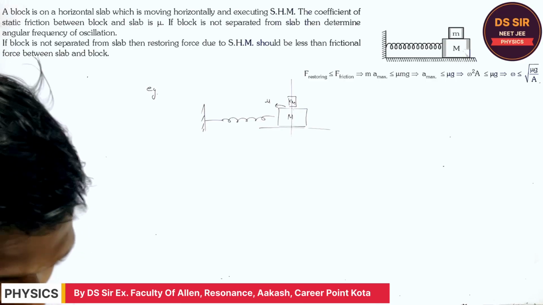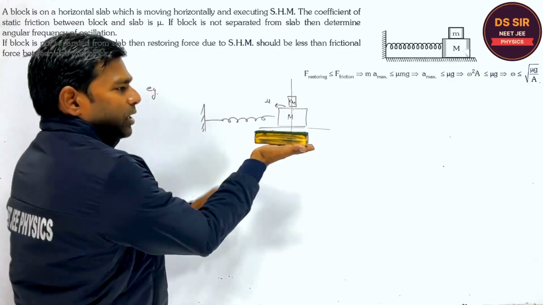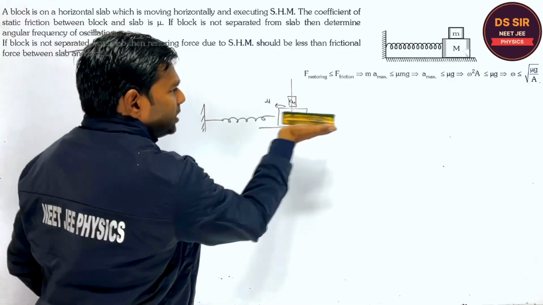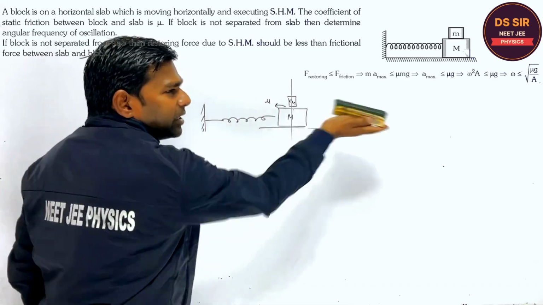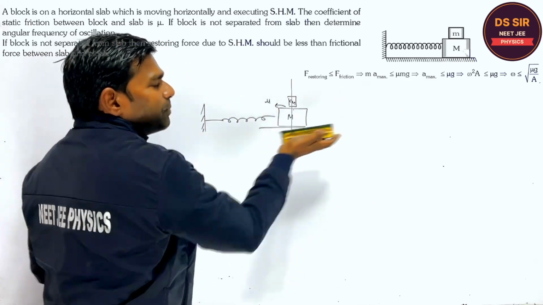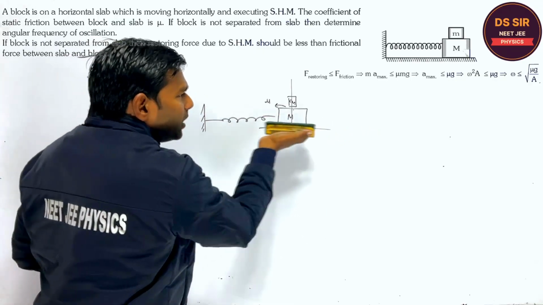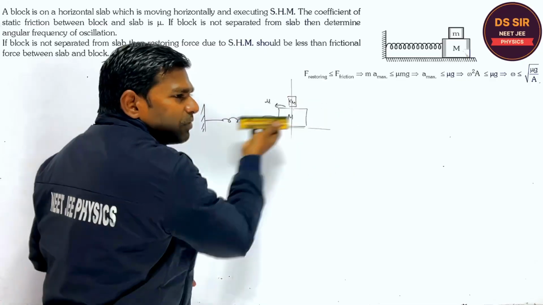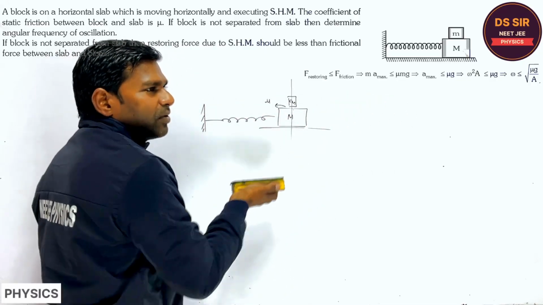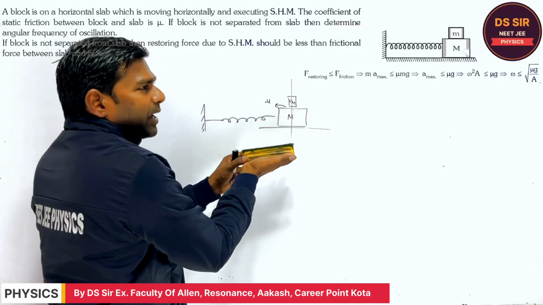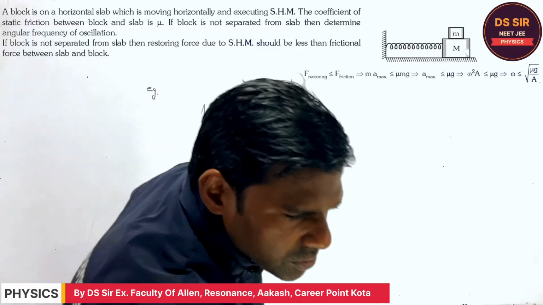Listen to one thing. Suppose this is the block, and it is placed on my hand, and with my hand it is moving left and right. If I move my hand very fast like this, it will slip from my hand. Slowly it will move with it, but if I increase the frequency, then after some time, for a very high frequency, it will not move with my hand, rather it will slip from my hand. You understand or not?